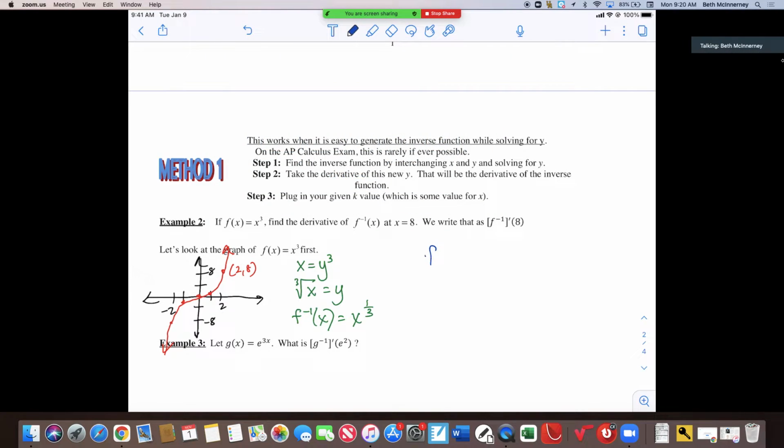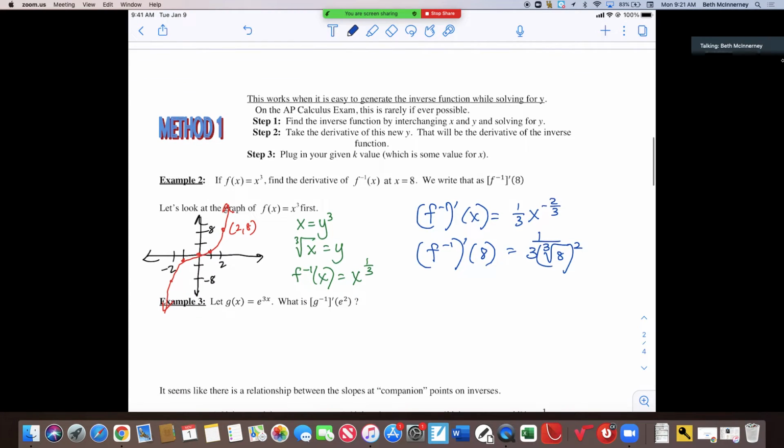So what I want to do is I want to find the derivative of f inverse. So I just bring down the power, decrease the power by 1. Now we're going to evaluate this. This is the cube root of 8 squared. I could put the square inside or outside, doesn't matter. Well, the cube root of 8 is 2, 2 squared is 4, so that's 1/12.